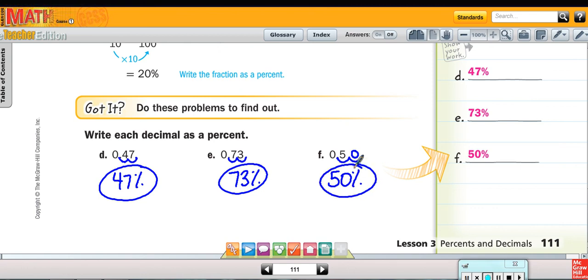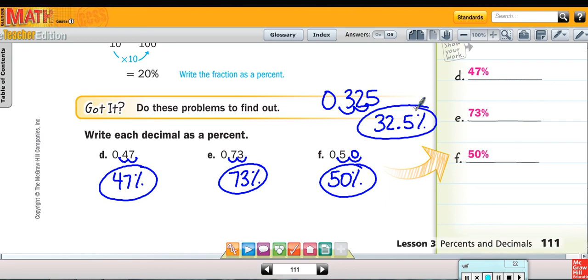I could sometimes have something like this, where I have 0.325, and I'm changing that to a percent. I still multiply by 100 and only move it 2 places. That would make this 32 5/10%, or 32.5%. It's okay to have a decimal in our percentage.